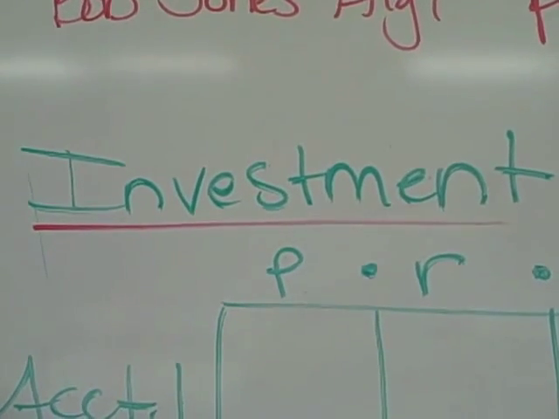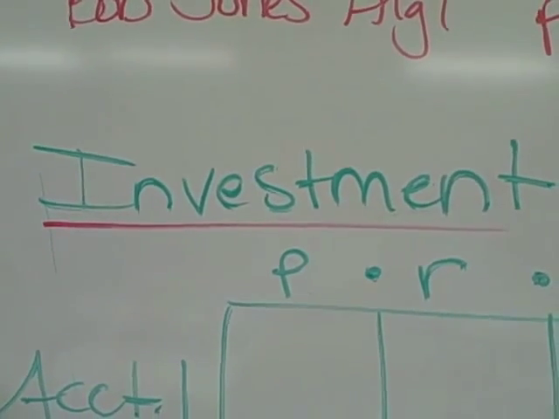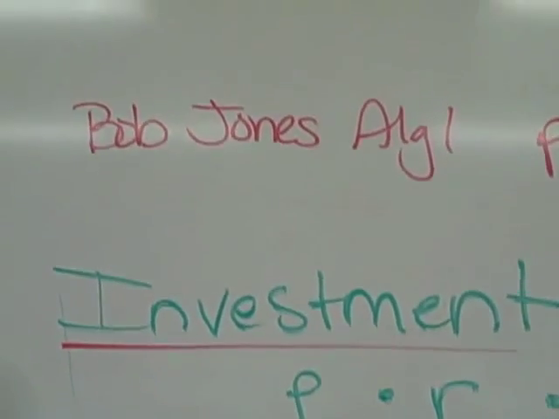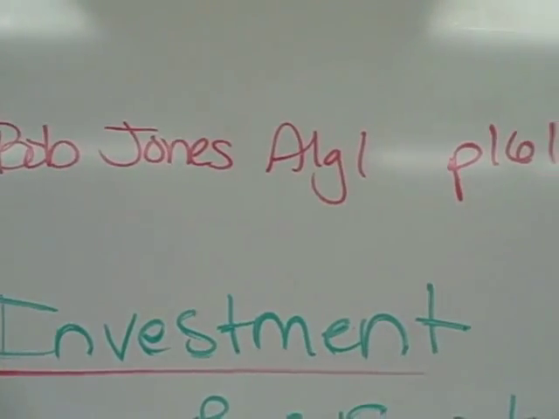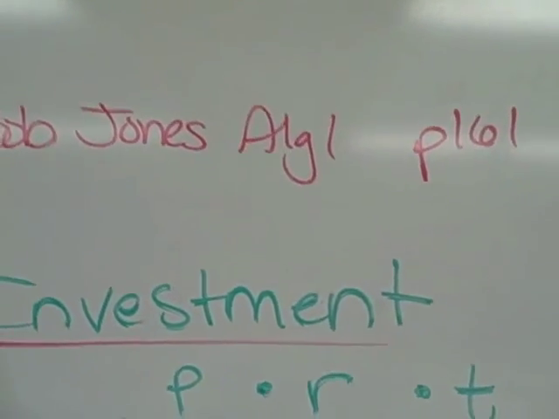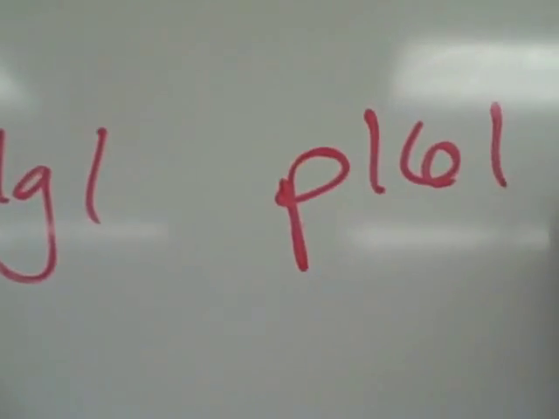All right, today we're going to be looking at a problem. It's an investment word problem. The problem we'll be using today comes from the book Bob Jones Algebra 1 on page 161, and it is question number 12.